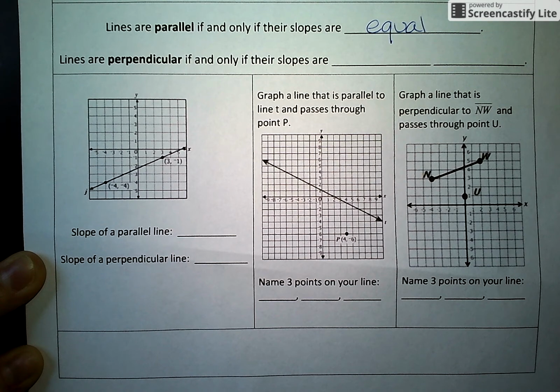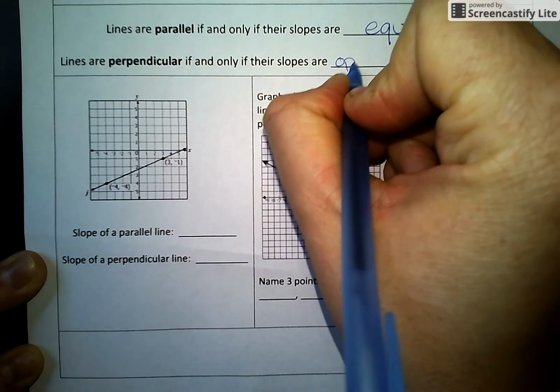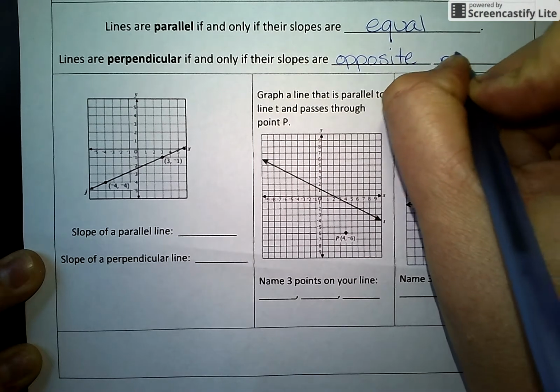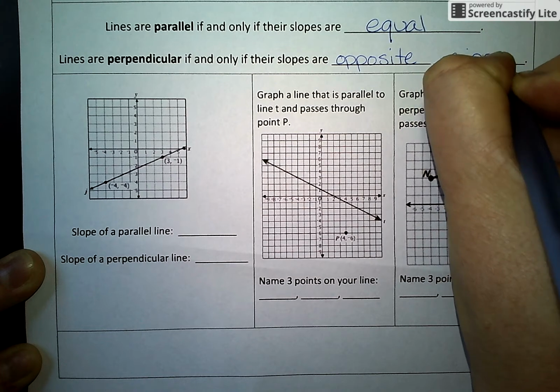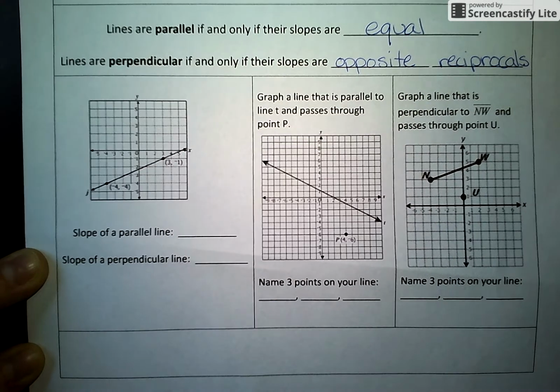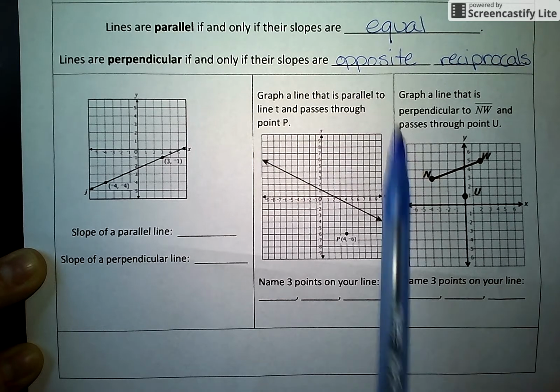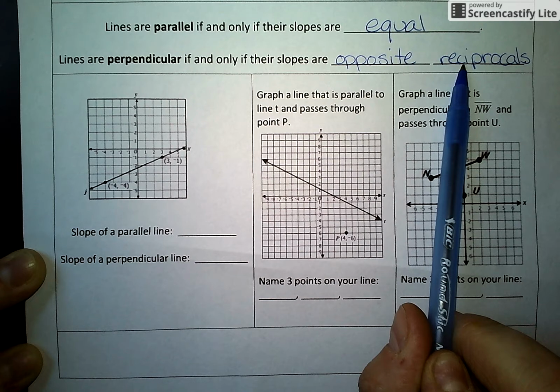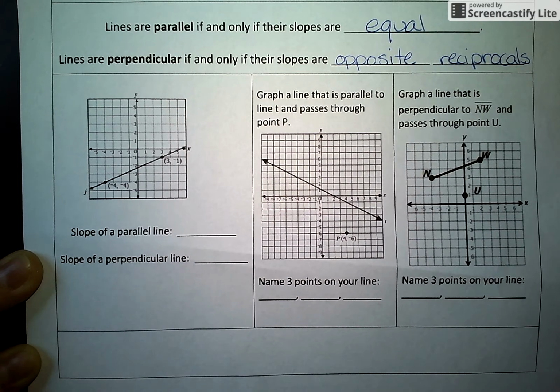Lines are perpendicular if and only if their slopes are opposite reciprocals. That's a really fancy vocab word for change the sign, flip the fraction. So let's check out a couple of examples here.